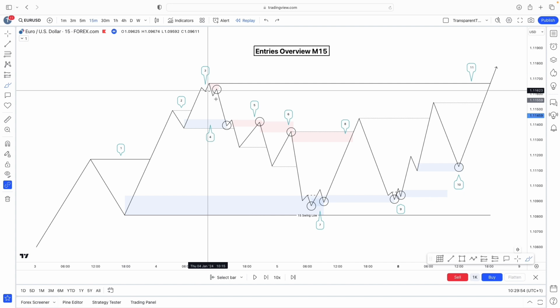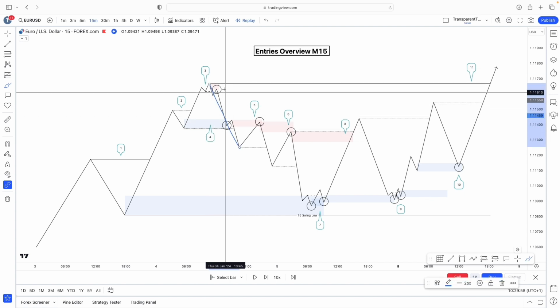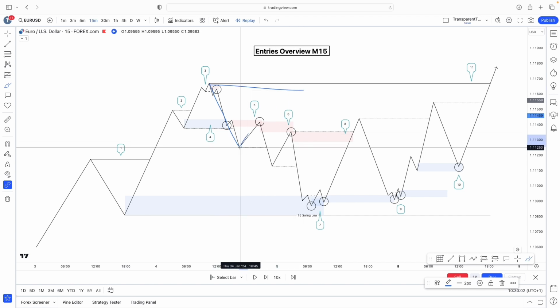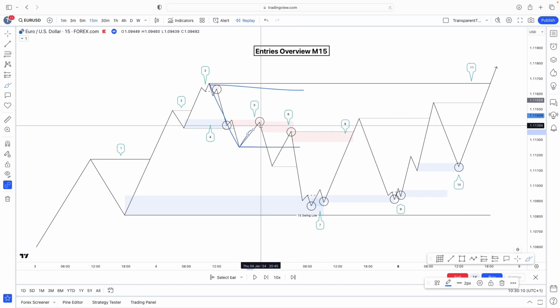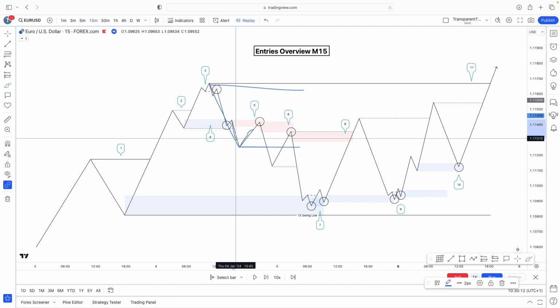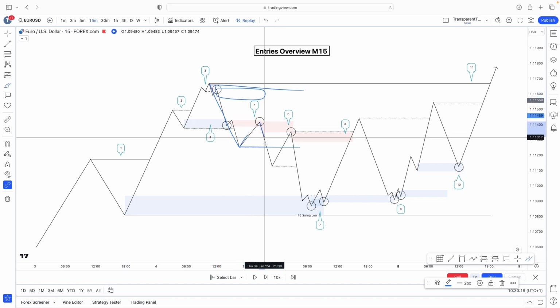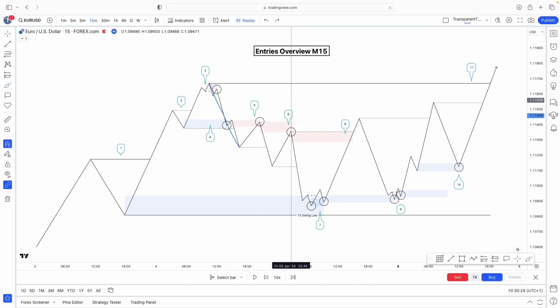Okay, where are we going to take a trade from? Well, we've broken that internal structure to the downside. That means this is a strong internal high. We've started to pull back, and this is a weak internal low. So at this point, we can either look for a sell from this supply zone, because this caused that break of structure there, or we can look for a sell from a supply zone up here. And then we can take that to the downside to target this weak internal low here.